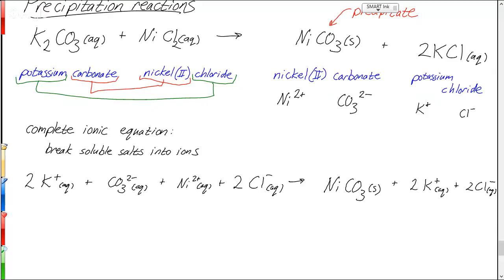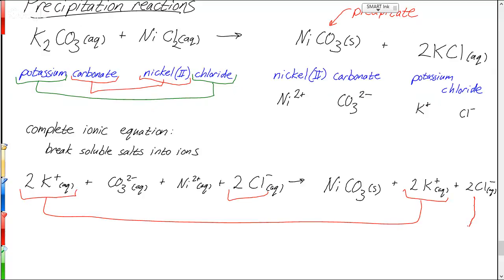So there's our complete ionic equation, where we've expressed all of the ions in solution. And this kind of illuminates something else interesting that's going on here, which is that the potassium and the chloride are the same on both sides of the equation. What does that mean, that they're the same on both sides of the equation? What happens when there's two of the same thing on each side of the equation?